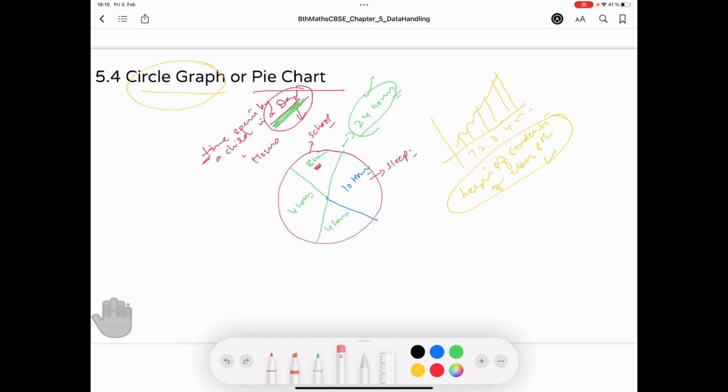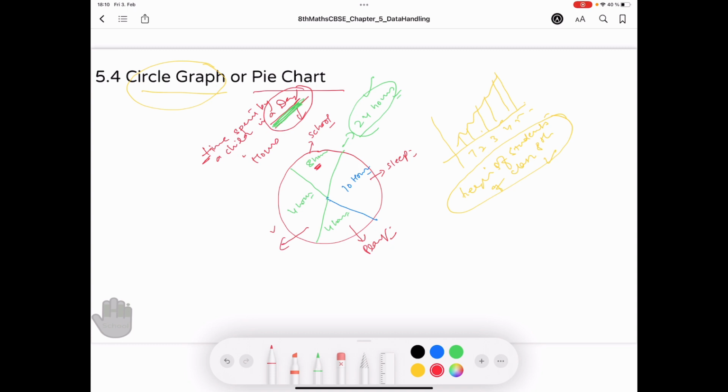4 hours for play, playing in the park, playing at home, playing with neighbors, etc. And for all other activities, the remaining 4 hours.